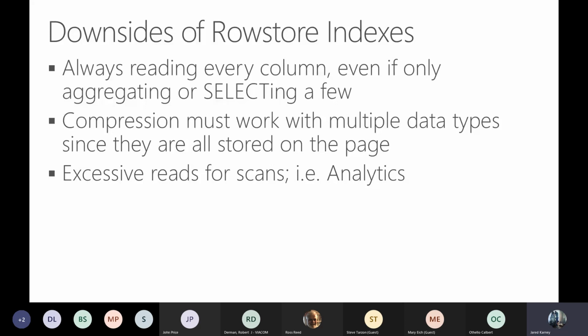Compression also has to work with multiple data types. So if you're used to using compression to help with some of your size of data and performance, you can actually get performance improvement from page and row level compression. Because we're compressing a row and then a page, we have to work with multiple data types, which means that the compression algorithm used there can be a little bit unpredictable or not as efficient, right? Because all the columns are stored on a page. So we have to work with a row first and then a page level. And then again, you get excessive reads for scans, i.e. analytical type queries.